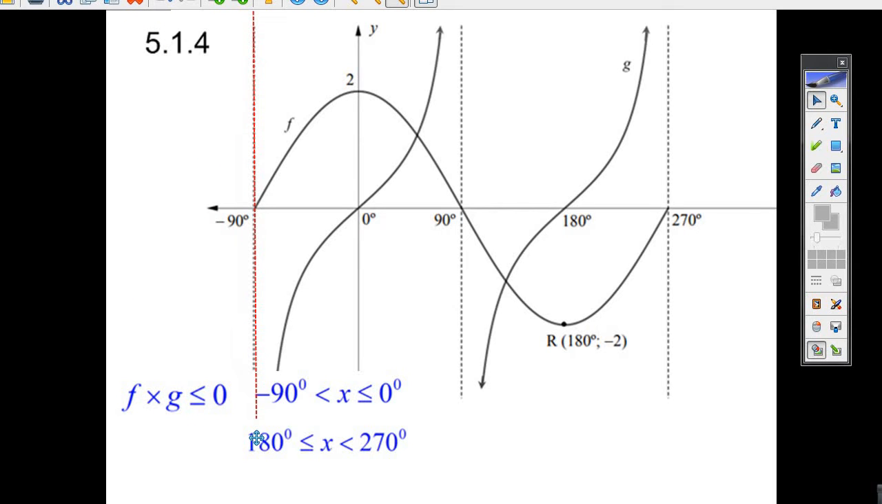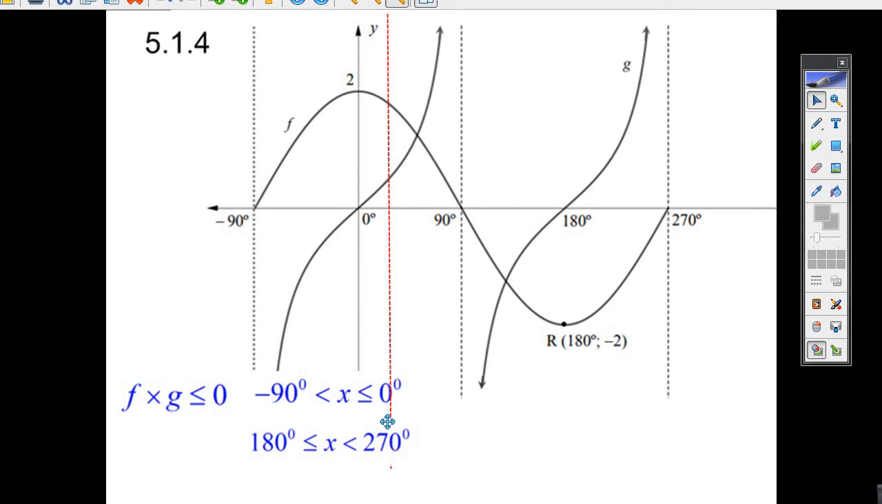Well, at minus 90 degrees it doesn't work because tangent doesn't even exist. But as soon as I get here, look, there's a little positive value for y, and way down here is a negative value for g. And it multiplies to equal a number that's negative. So it's working just fine in between minus 90 and 0 degrees. And that's your answer. But not equal to minus 90.